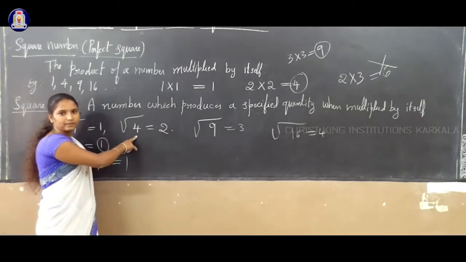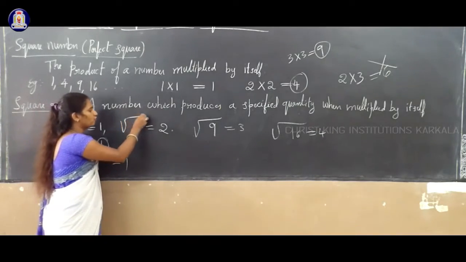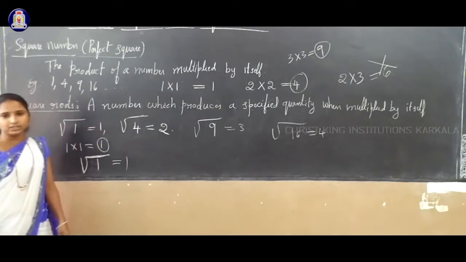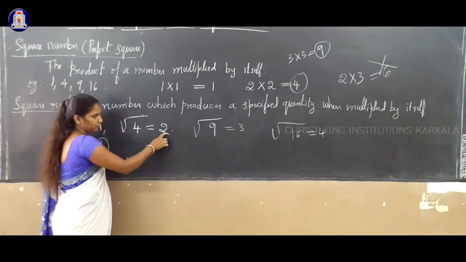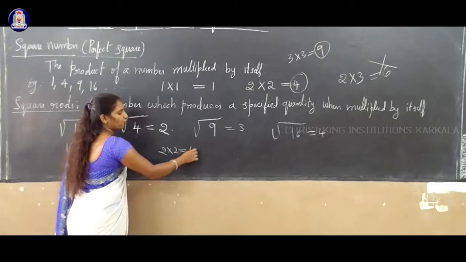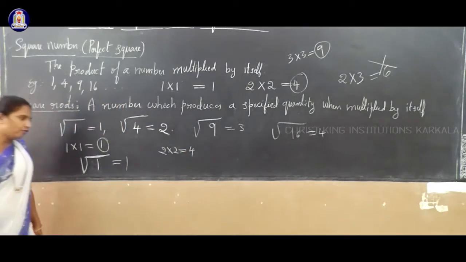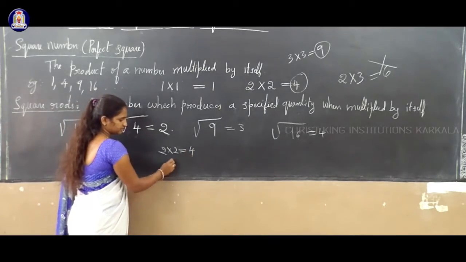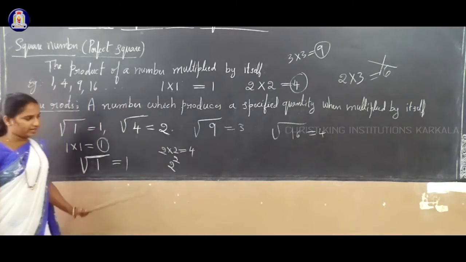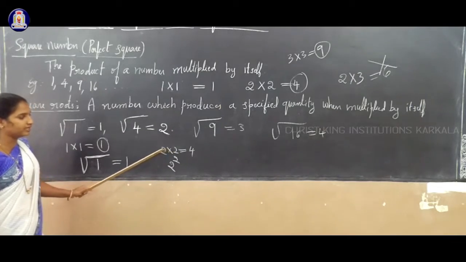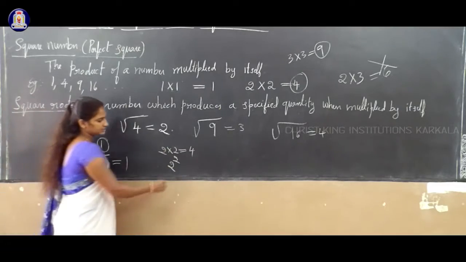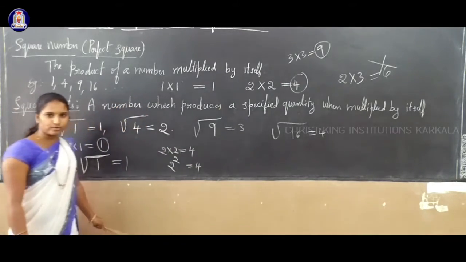Similarly, second example, say I want the square root of 4. To read this, the square root of 4 is 2. Clear? So that means if you multiply 2 two times, 2 into 2 is 4, right? So now this means 2 square. 2 into 2 means how many times is 2 there? 2 times, right? So this can be written as 2 square. 2 square is 4. Clear?